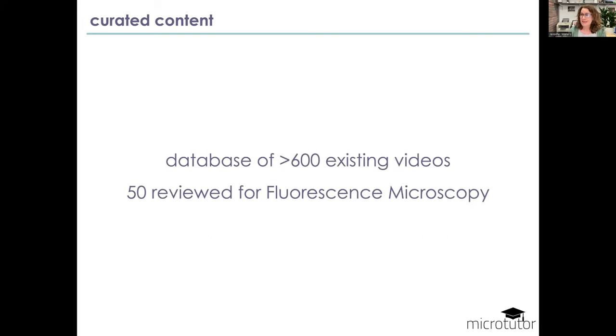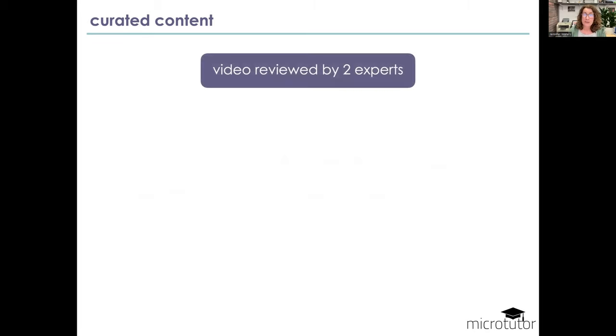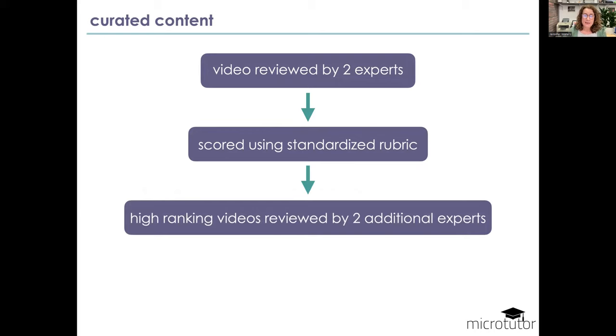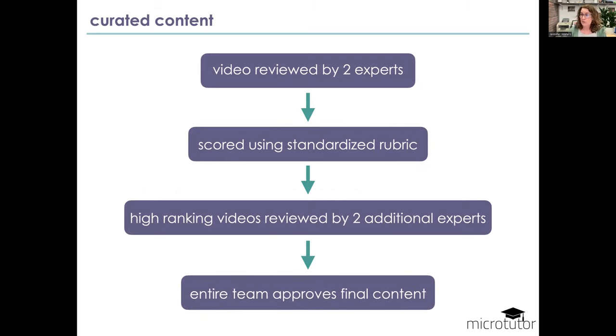So we've curated a database of 600 existing videos already out there, and we've reviewed 50 of them that were appropriate content for fluorescence microscopy. And the process we're using here to curate content is two of the group of collaborators I showed you at the beginning, and we'll show you again at the end. Two of us review the videos. We score it using a standardized rubric that Anna developed. And the highest ranking videos are then reviewed by two additional folks from our group. And then the entire group needs to approve the final content.